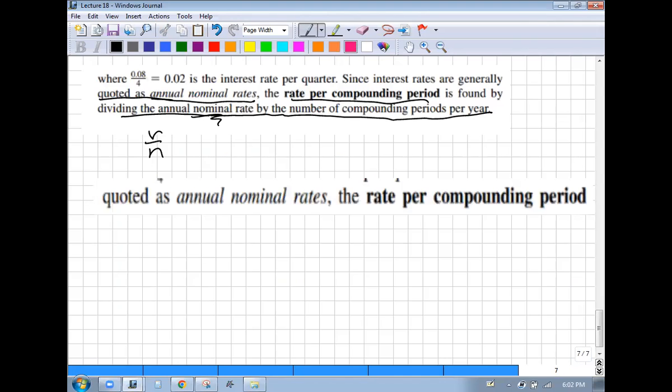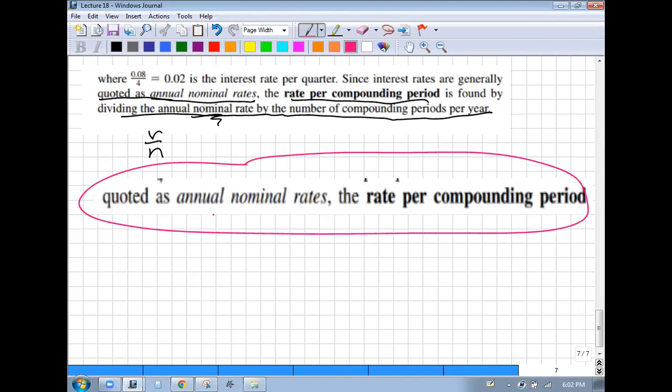Misleading words. Doesn't that sound like the annual interest rate? It's annual rate. I mean, what does nominal mean anyways? How many times have you used that in a sentence in your life, right?